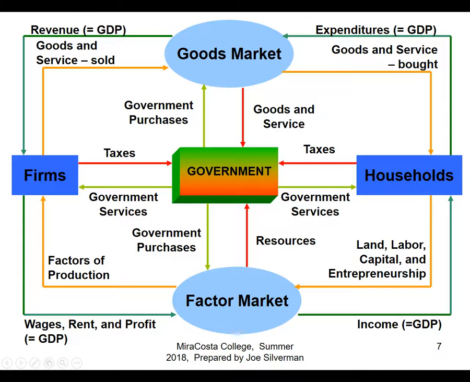One thing we could do is bring in the government. What is the government's role in our economy? The government provides services. So how does it provide those services? It taxes households and firms. And then in order to get what it needs to provide those services, it goes into either the goods market or the factor market. So for example, this wonderful education that you're getting at MiraCosta College. MiraCosta College is a government-funded institution.